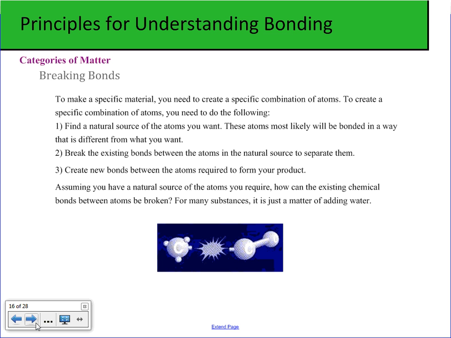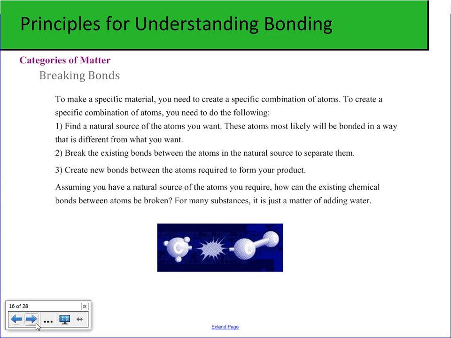So, breaking bonds. To make a specific material, you need to create a specific combination of atoms. To create a specific combination of atoms, we need to do the following. 1, we need to find a natural source of the atoms you want. These atoms will most likely be bonded in a way that is different from the way that you want. Secondly, we need to break the existing bonds between the atoms in the natural source to separate them. Step 3, we need to create new bonds between the atoms required to form our product.